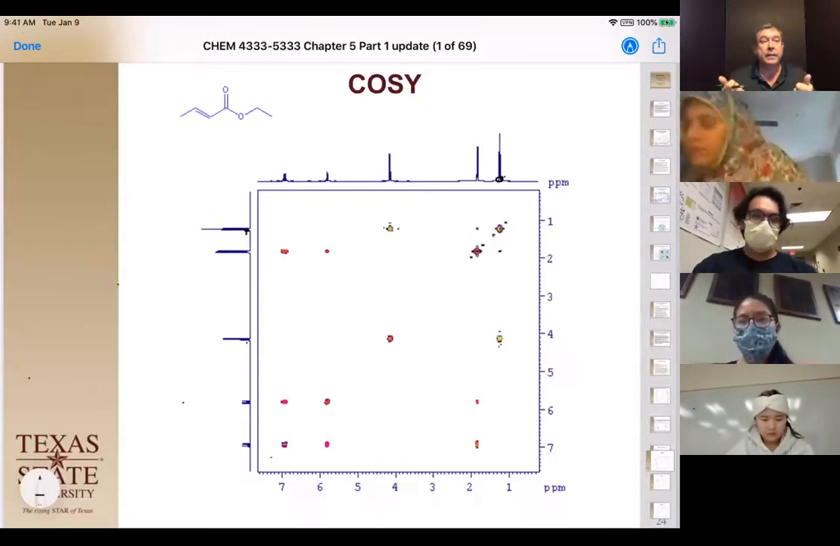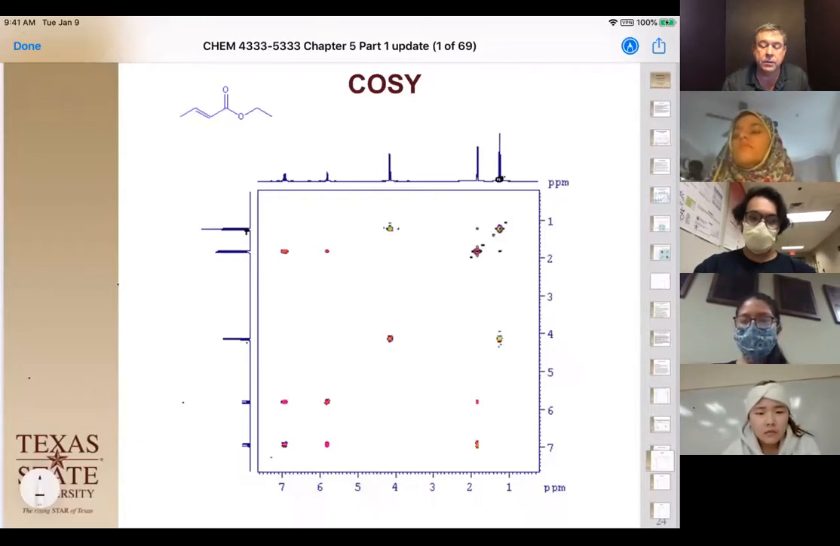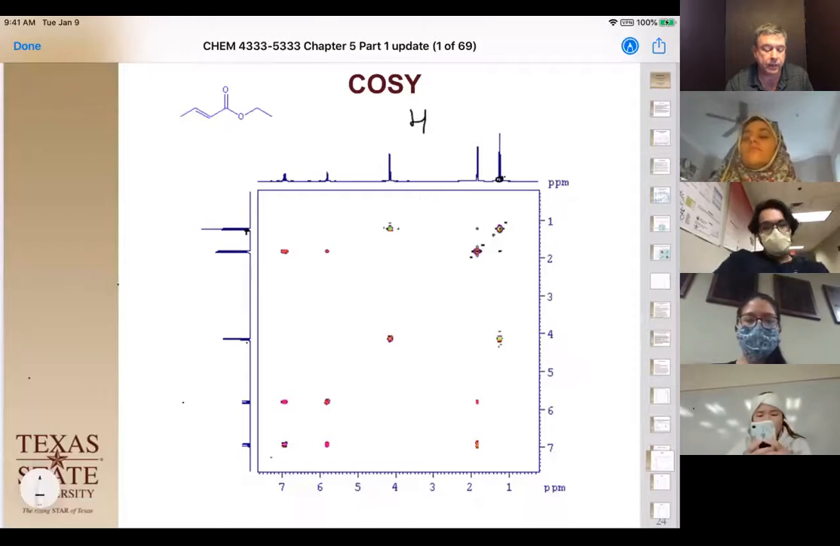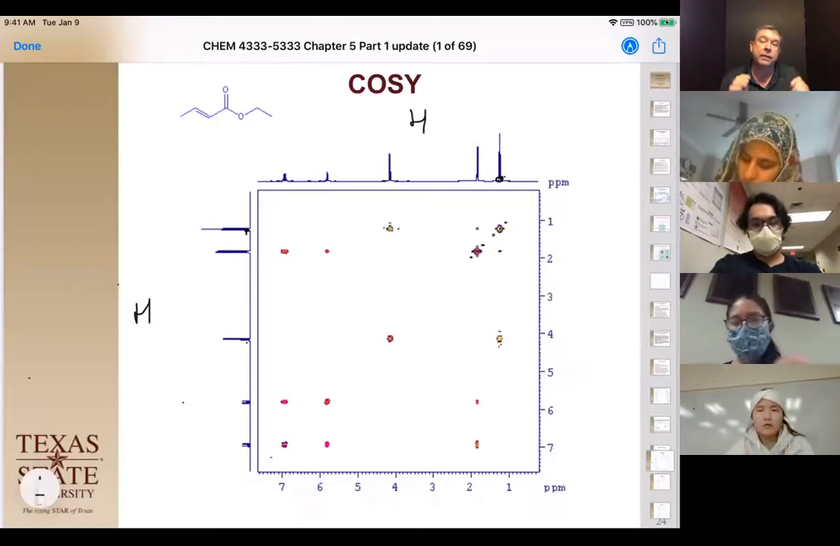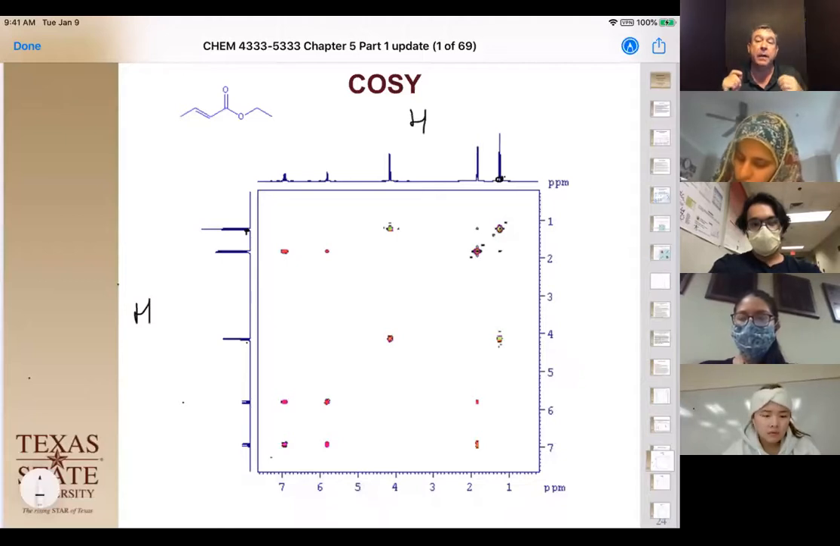All right, so what I'd like to do is continue on with this COSY or restart this COSY thing. So when we look at our COSY here, we have our proton NMR here and our proton NMR here. Notice they're exactly the same, okay? So it's not about that, it's about the things that we can see within 3 bonds of each other. And so that's what we're looking for here.